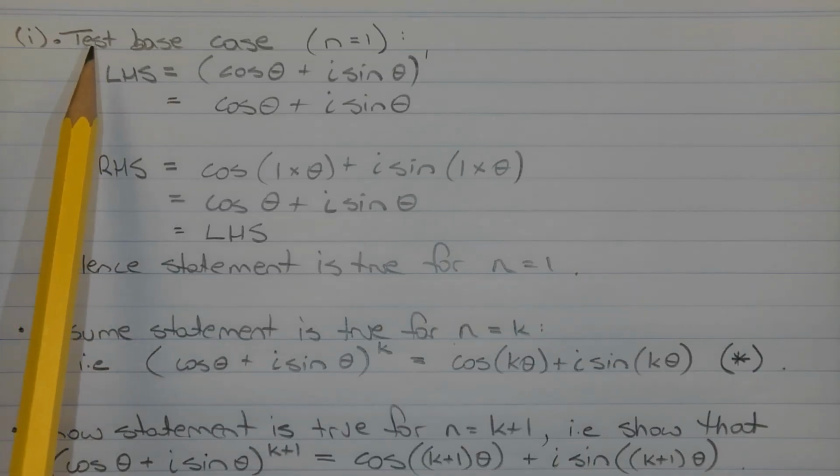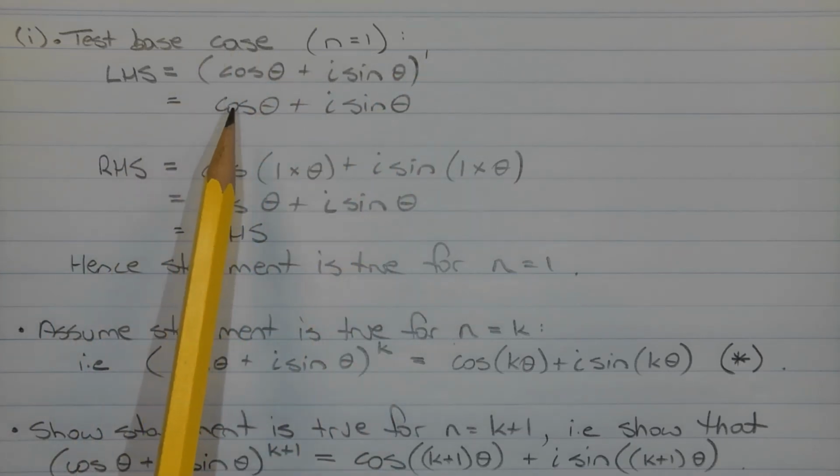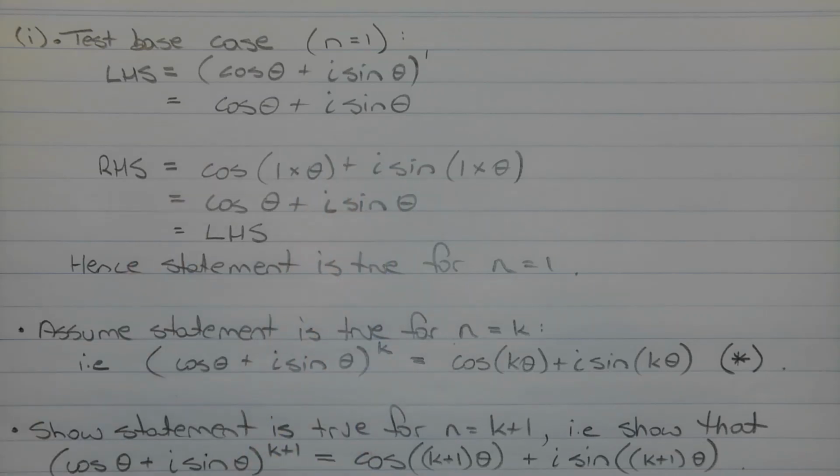We'll start by testing the base case where n equals 1. From the left-hand side, we have (cos θ + i sin θ)^1, which equals cos θ + i sin θ. From the right-hand side, we have cos(1 times θ) + i sin(1 times θ), which gives us cos θ + i sin θ, which equals the left-hand side. Hence, the statement is true for n equals 1.